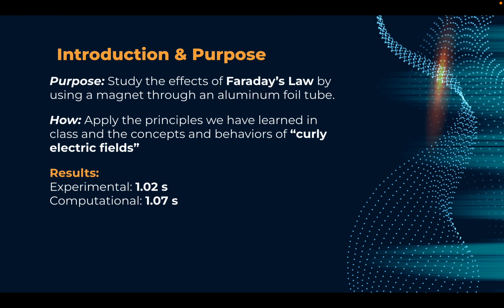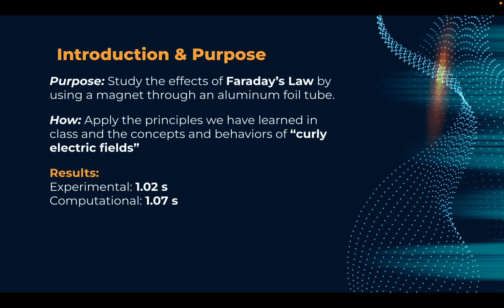The purpose is to study the effects of Faraday's law by using a magnet through an aluminum foil tube, specifically a bar magnet, and then making a tube out of the aluminum foil. In order to do this, what we'll have to do is apply the principles that we learned in class about the concepts and behaviors of curly electric fields.